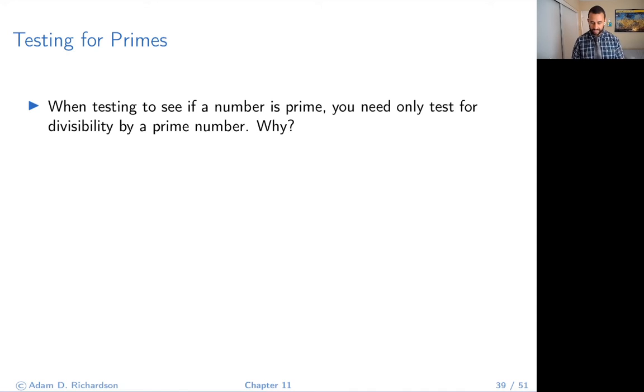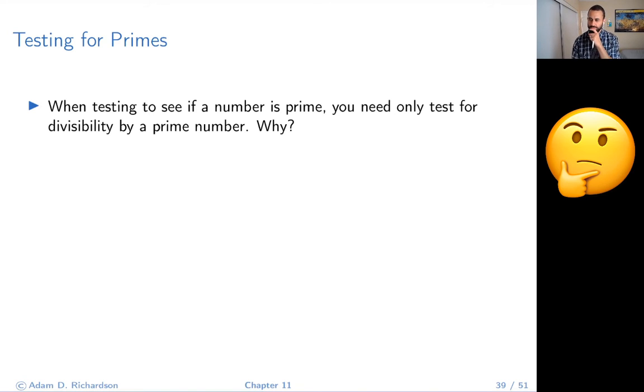How often do you need to test? Like let's think about... oh, I'm sorry. I should read this before I go off. It says when testing to see if a number is prime, you need only test for divisibility by a prime number. Why is that? Think about that for a minute.